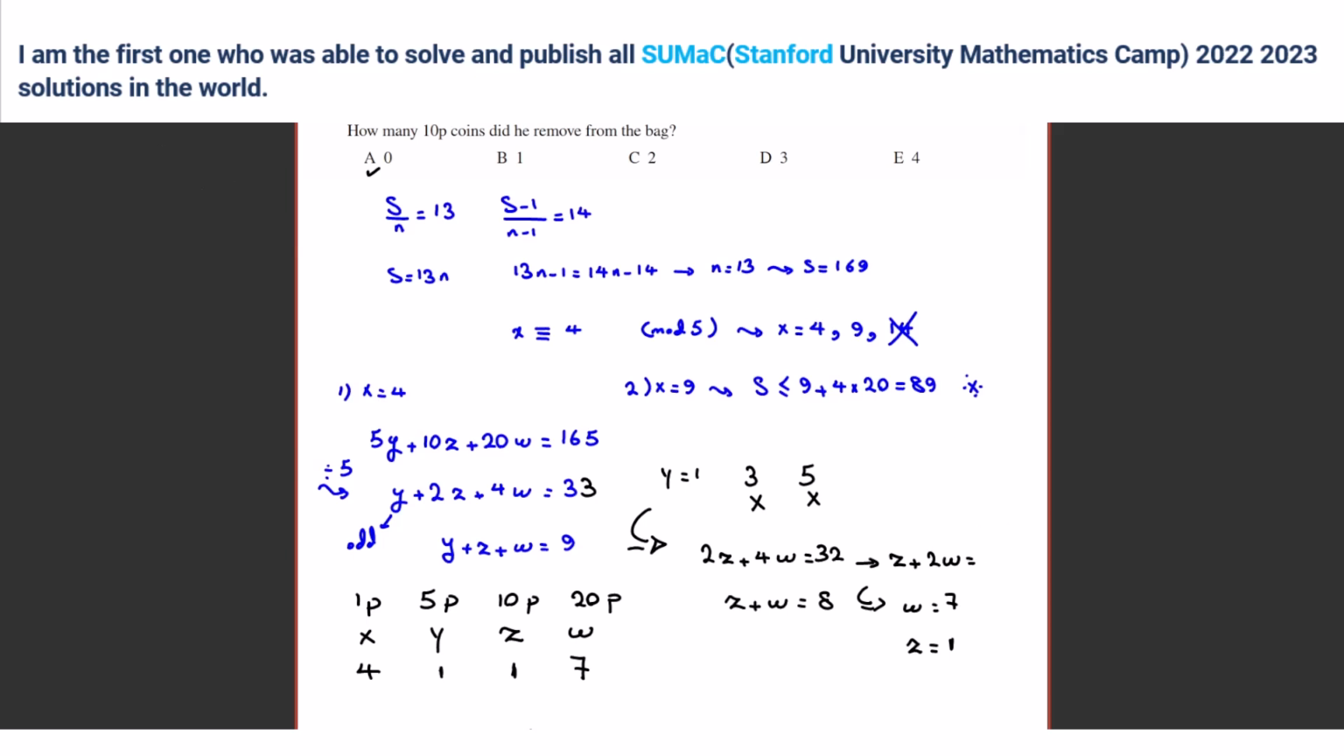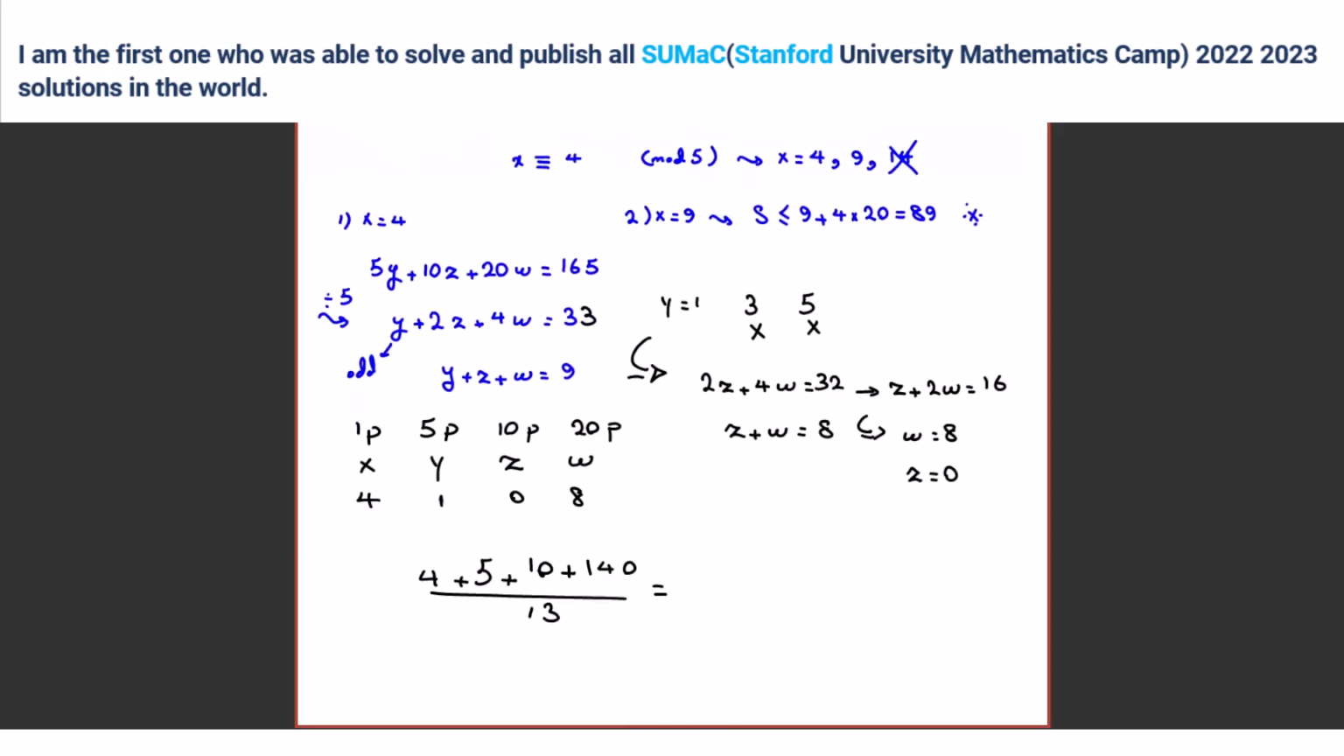And in this part, it would be 16. And if you subtract, w is 8, z is 0, right? Yeah. Okay, w is 8, z is 0. Now, let's check it.